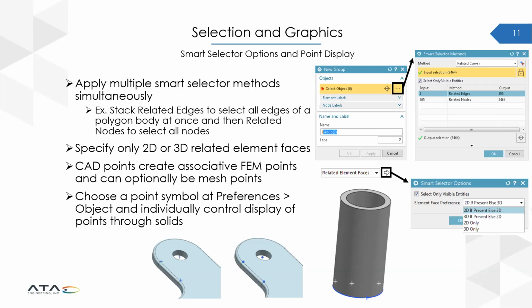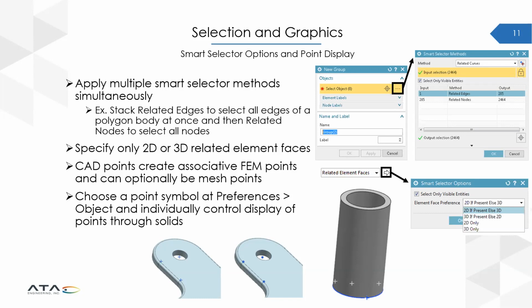There's a few updates for points as well. The first being that CAD points now create associative FIM points. So what this means is that if you have a point in the CAD, it'll automatically update the FIM point. And in addition to that, I think this is the really cool feature here: you can have points automatically become mesh points if they're associated to an edge or to a face. So I think that's a cool new feature.